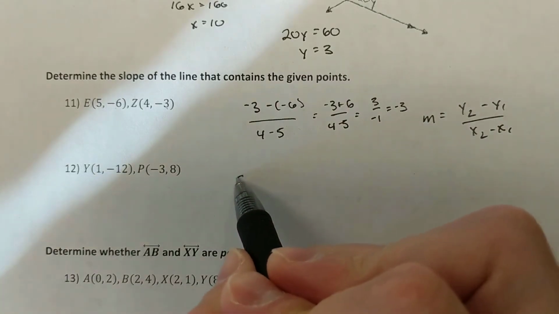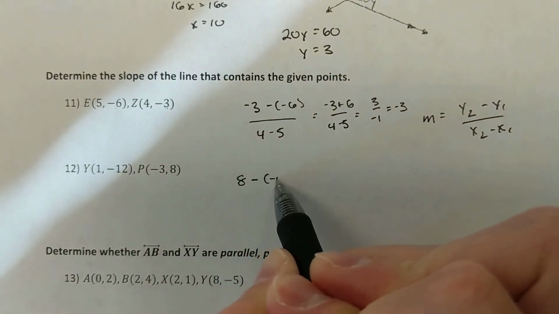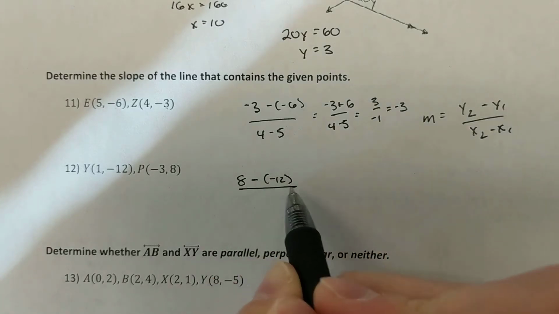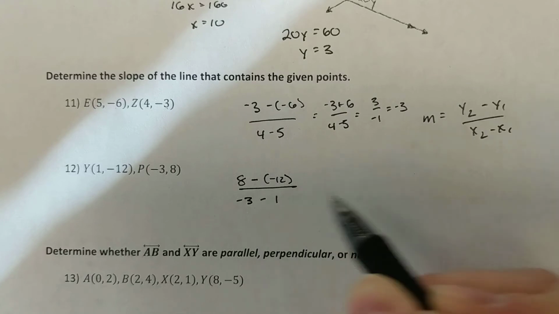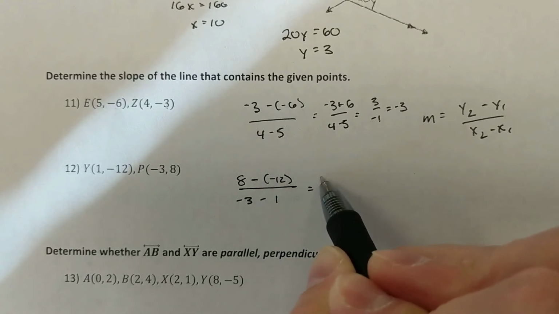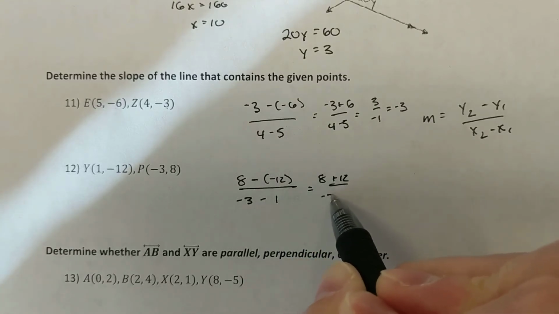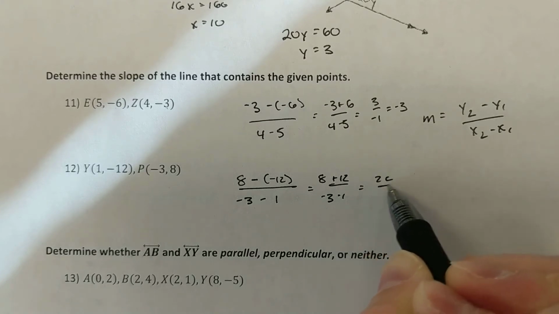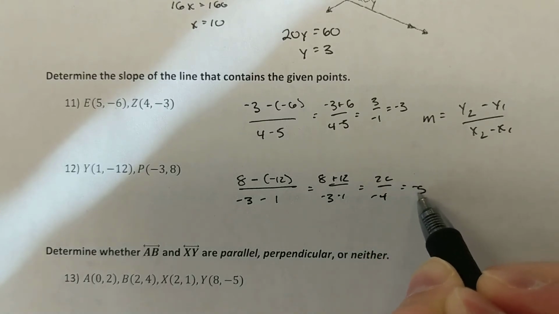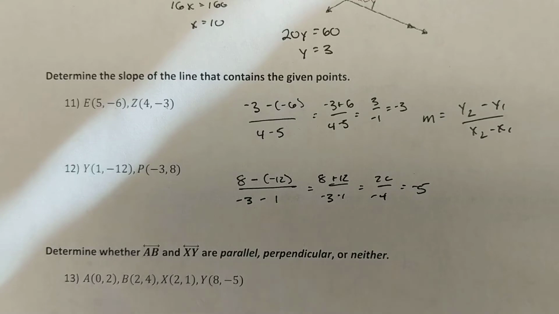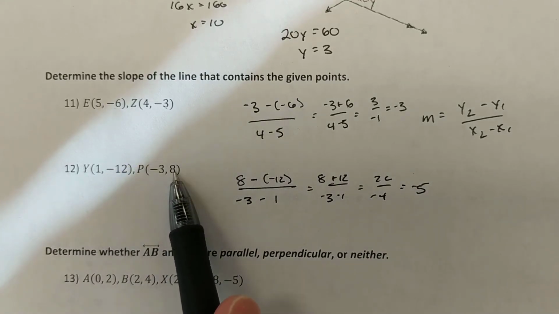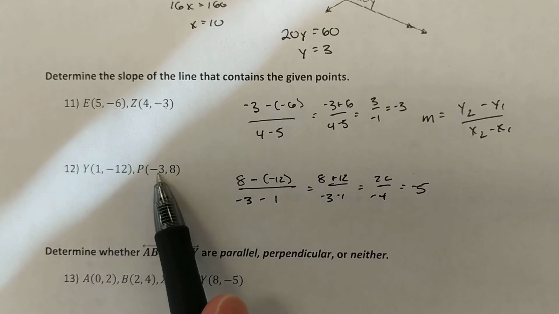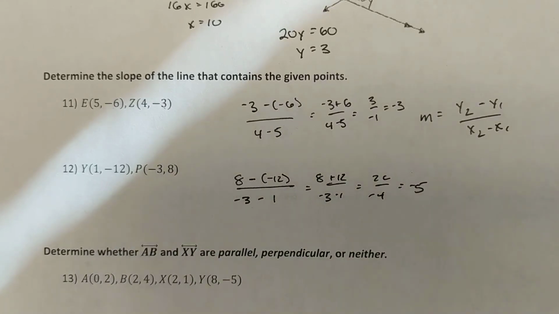So down here you'll have y2, which is 8, minus y1, which is negative 12, over x2, which is negative 3, minus x1, which is 1. So that's 8 plus 12 over negative 3 minus 1. So that's 20 over negative 4, so that is negative 5. Do keep in mind that it's y minus y, x minus x. If you start with this y, you have to start with that x. You can't change your order in the middle of the problem.